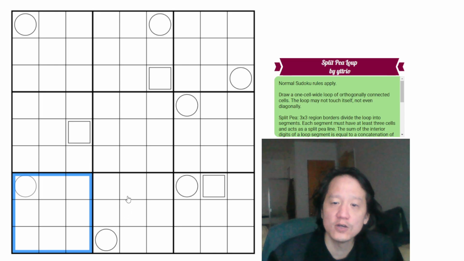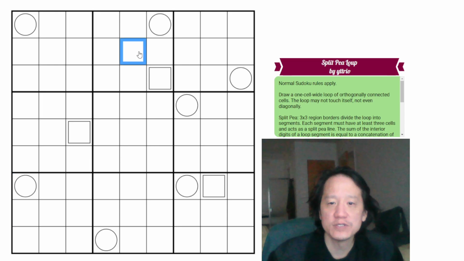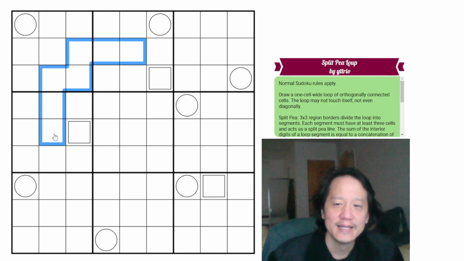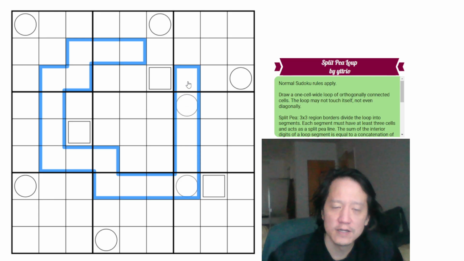Draw a one-celled wide loop of orthogonally connected cells. The loop may not touch itself, not even diagonally. So the loop orthogonally just means that connected means that they share an edge. So an example of an orthogonally connected loop would be something like this. This is an orthogonally connected loop.